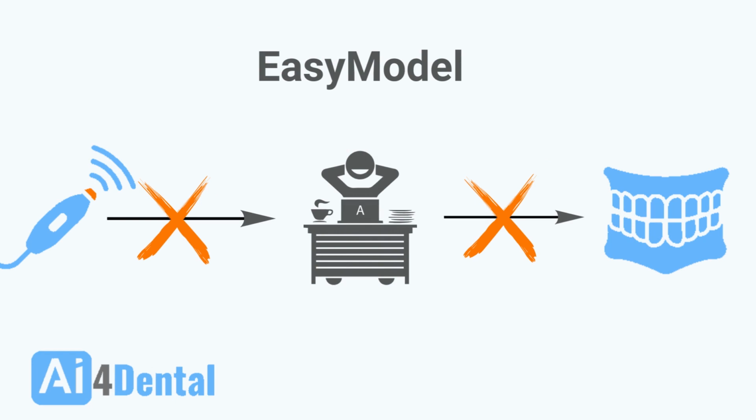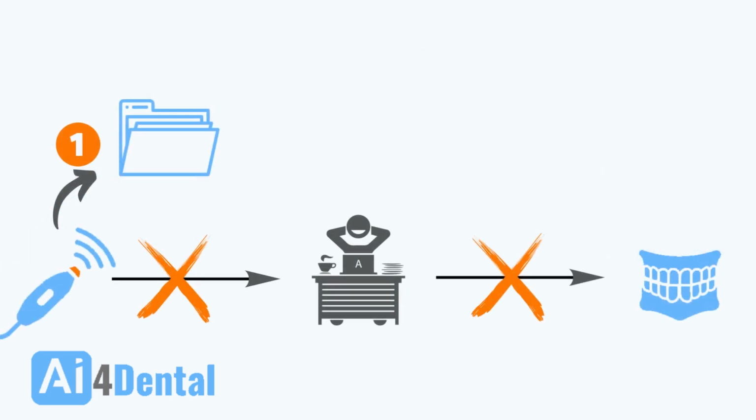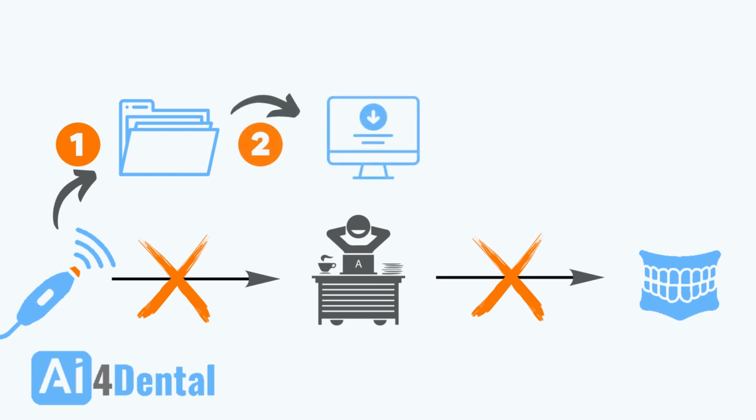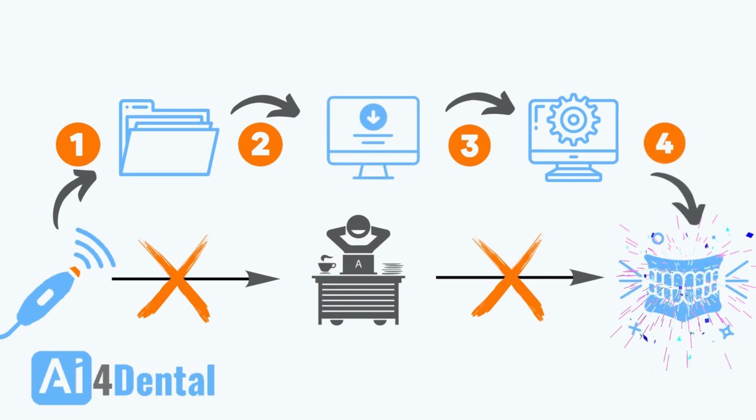With EasyModel, the creation of a digital model is done in 4 simple and fast steps. First, you need to upload your scan files. All intraoral scanners on the market are compatible with EasyModel. In Step 2, select the type of model you want to make. In Step 3, specify the parameters, such as the type of support or the gum filling. Finally, in Step 4, start the treatment.